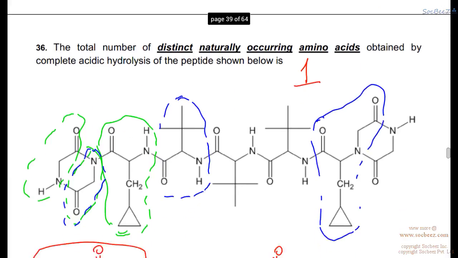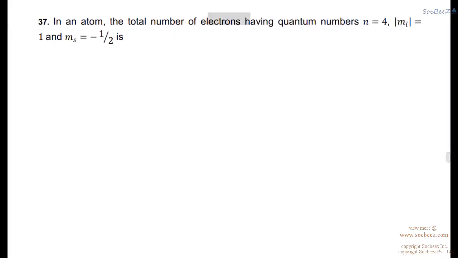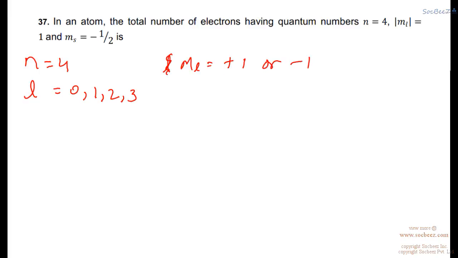Okay. So now let's move on to another question. Question says, in an atom, the total number of electrons having quantum number n equals 4, absolute value of m is 1, and ms equals minus 1 by 2. Well, here for n equals 4, l is 0, 1, 2, 3. Okay, and ml is plus 1 or minus 1, since absolute value of ml is 1.